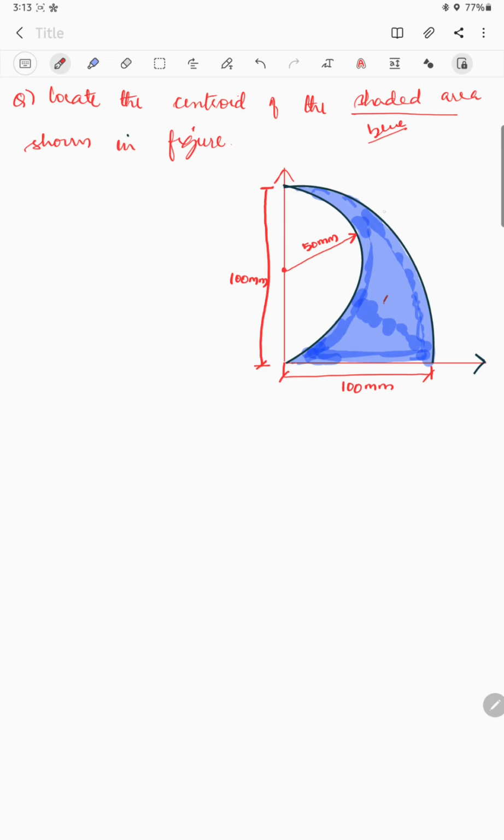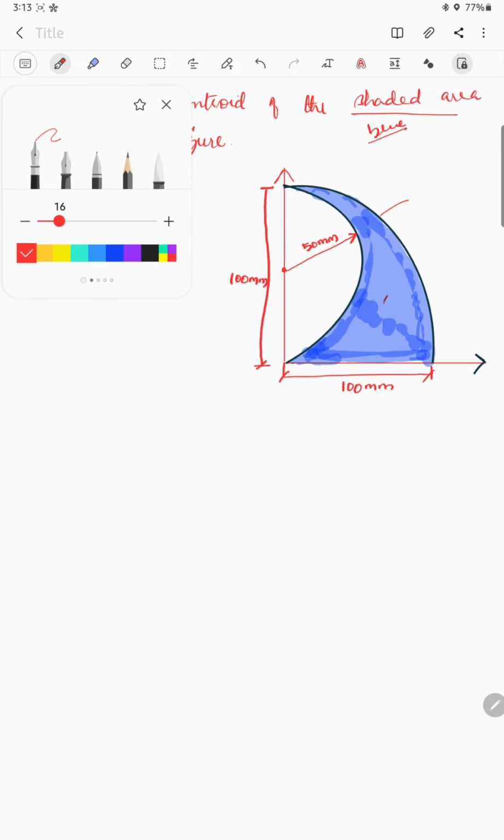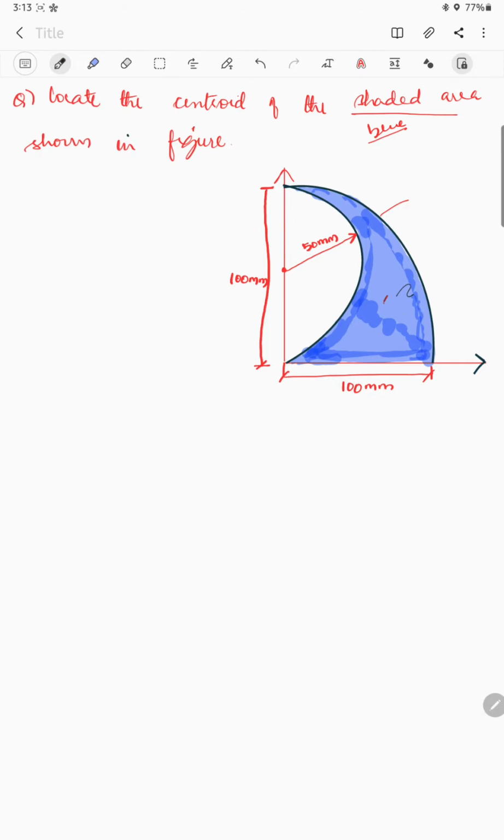Okay, so this is the bigger one. The quarter circle I'll name as 1. So we'll start with the black one. I'll name this as number 1 and 1 minus 2. This is entirely a quarter circle. Inside the quarter circle we have a small semicircle. So my equation for centroid, that is x bar, will go like this: a1 x1 minus a2 x2 whole divided by a1 minus a2, isn't it?